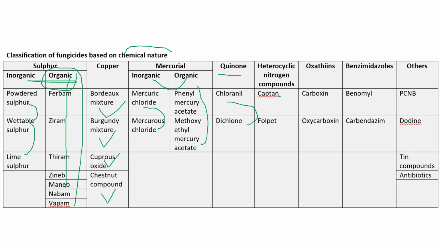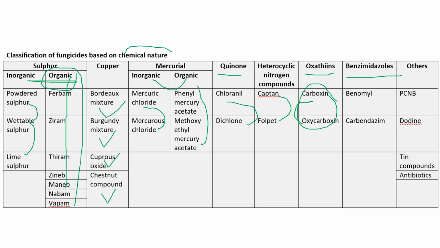Heterocyclic nitrogen compounds, Captan and Folpet are the best examples. Oxazine group: carboxin and oxycarboxin. We know very well this carboxin and oxycarboxin are the first discovered or developed systemic fungicides, of the oxazine group of fungicide, developed by Von Schmeling and Marshall Kulka in 1966.